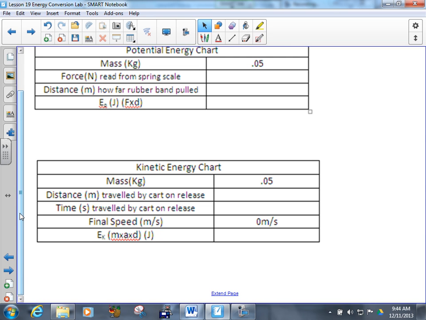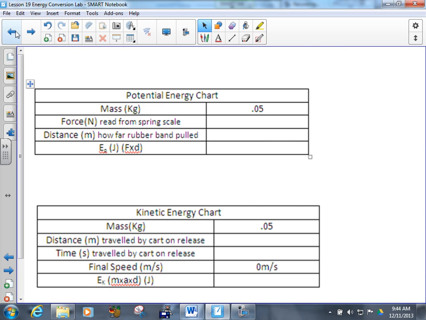Final speed is always 0. And the kinetic energy is mass times acceleration times distance. That is calculated using average acceleration, average distance. Everybody follow? You don't need to do that calculation 4 times. Just use the averages to calculate that. It'll save you some work. All right, is that a little more clear on what I'm looking for for data? Okay, so that should cover it there.